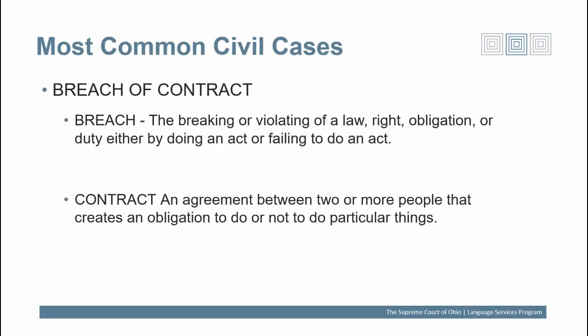A breach: the breaking or violating of a law, right, obligation, or duty, either by doing an act or failing to do an act. A contract: an agreement between two or more people that creates an obligation to do or not to do particular things. This is according to the C&O Legal Glossary and the Legal Glossary of Commonly Used Court and Justice System Terminology. A more comprehensive definition of how these civil matters get handled in Ohio can be found in Title 23 of the Ohio Revised Code.